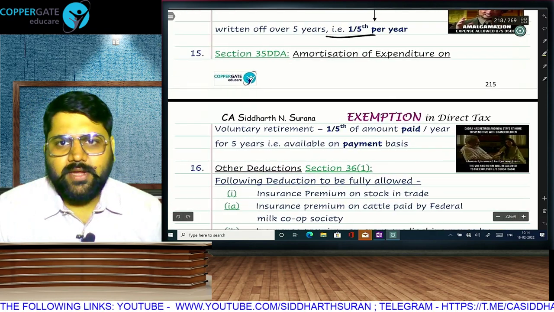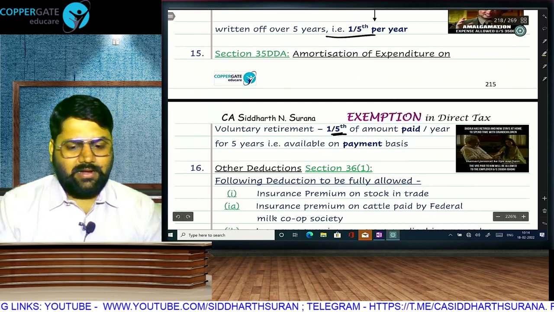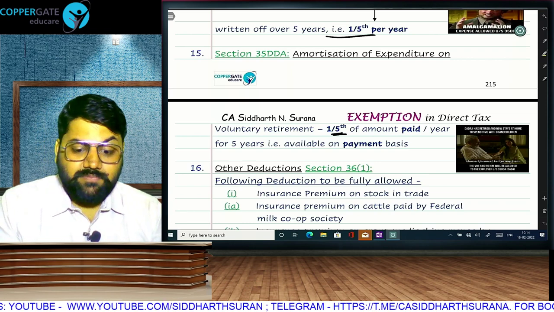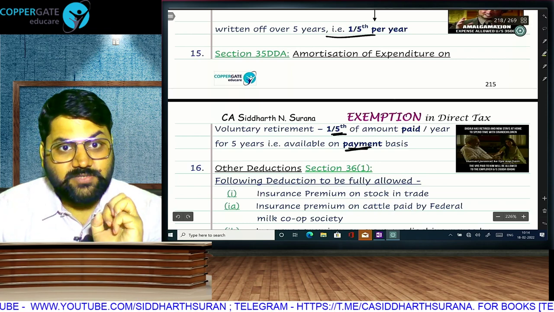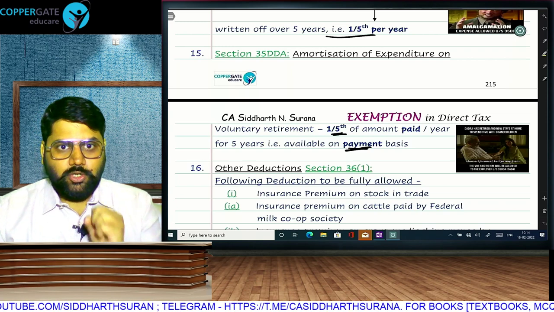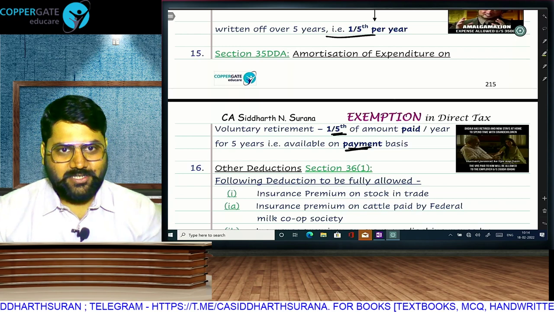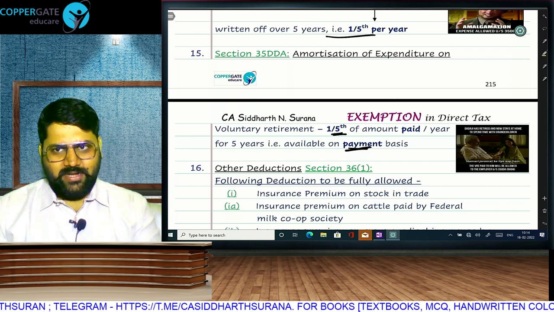Any payment that you make to your employees on voluntary retirement, 1/5 will be allowed again over a period of 5 years. But this will be on payment basis. So if you promise 1 lakh, but you pay only 40,000, on 40,000 we will apply 1/5, and only 8,000 will be your deduction. Next year you pay the remaining 60,000.